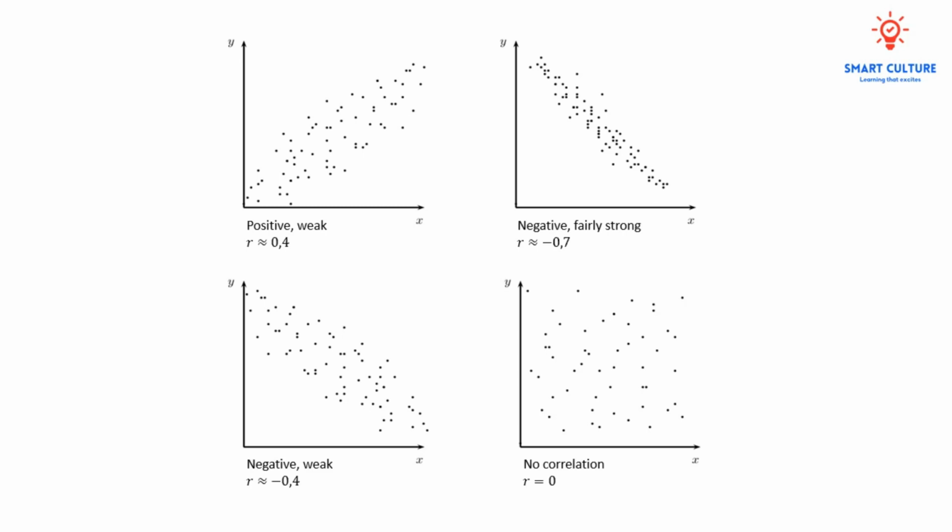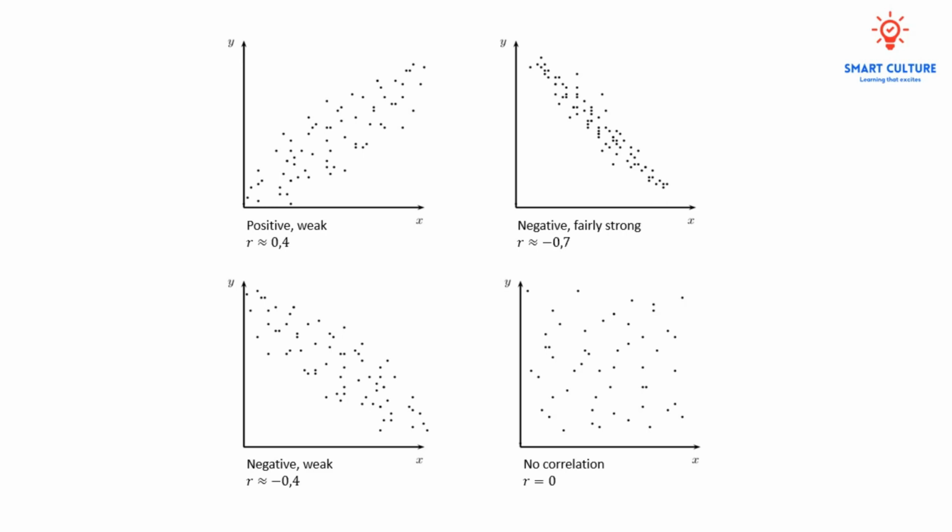An R value of approximately -0.7 indicates a fairly strong negative correlation with the points having a negative slope. An R value of approximately -0.4 shows a weaker negative correlation with a noticeable spread of data points. Let's take a look at the last one.